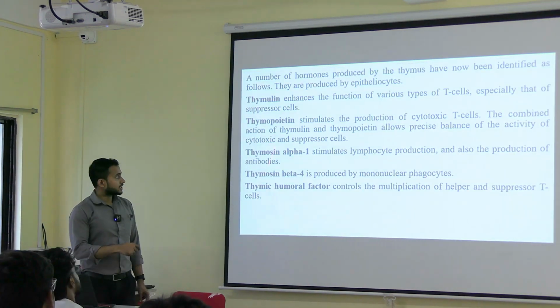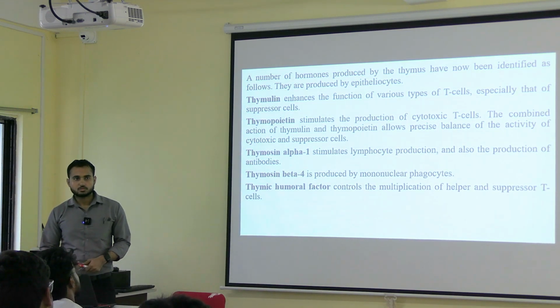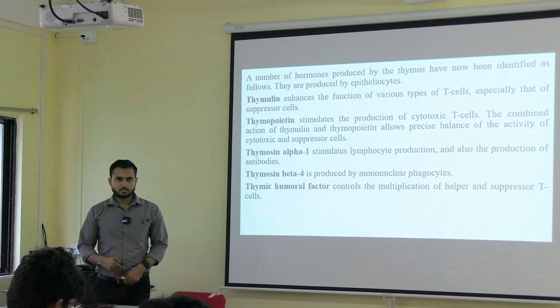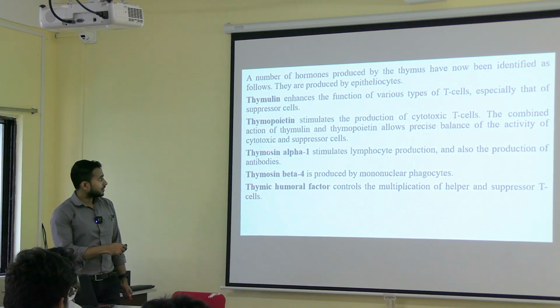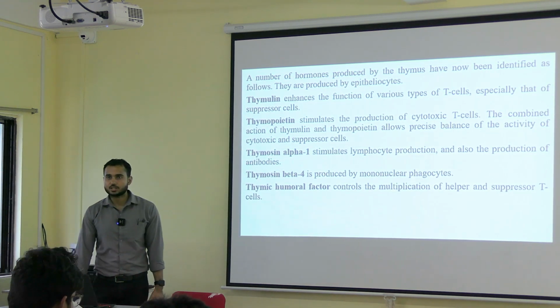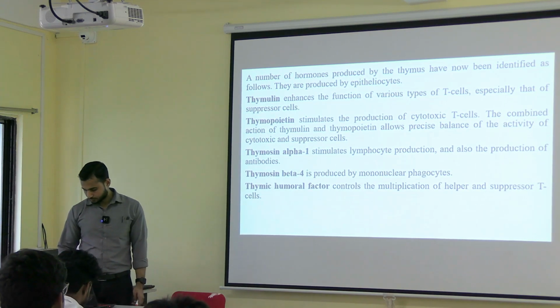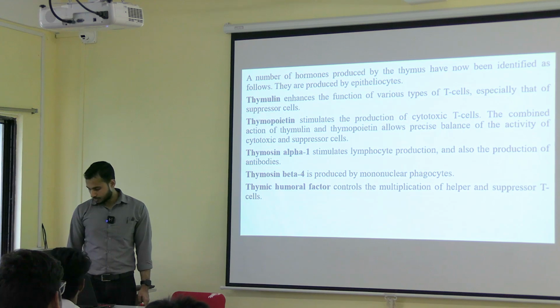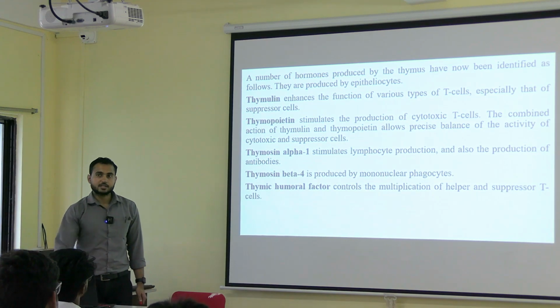And these are the list of hormones secreted by the thymus: thymulin, thymopoietin, thymosin alpha, thymosin beta 4, thymic humoral factor. These are the hormones secreted by the thymus. Okay, so that's all about the lymphoid tissue. Now I have some slides, so you have to see the slides.